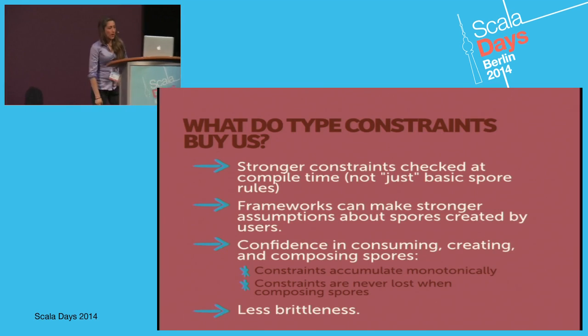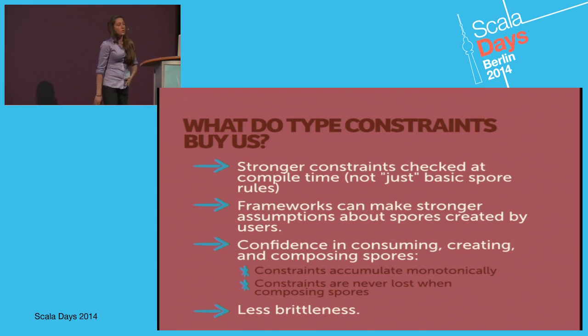So, what do type constraints buy us? You get more than just checking and enforcing a shape at compile time. You get the ability to express these strong constraints. And then frameworks are able to make stronger assumptions about what users are doing and are able to be more helpful to users. And that also makes it possible to be a little bit more confident in writing an API that might be using these functions and passing them around in a concurrent or distributed environment, right?